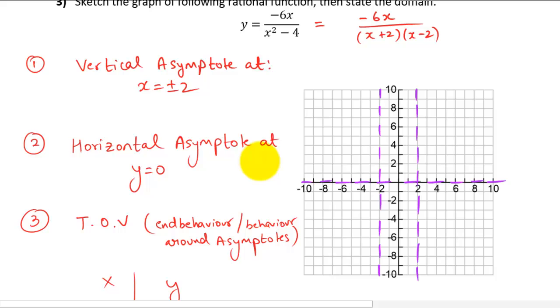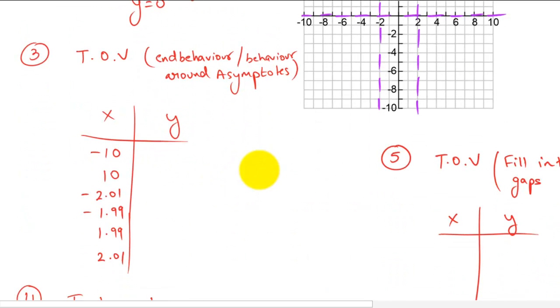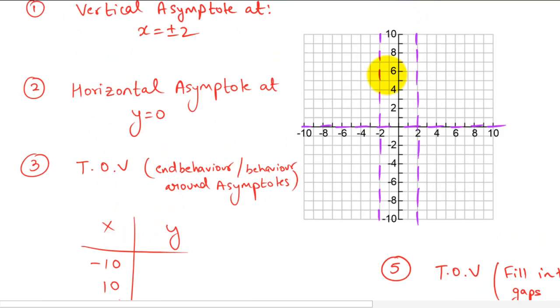My next step is to figure out some key values that determine the end behavior around the asymptotes. So for that, I picked the following key values. I haven't plugged them in yet because I want you to go ahead and give them a try. Now the reason why I picked these values is because I want a really big negative number, a really big positive number. I picked -10 this time. I also want values directly beside the asymptotes.